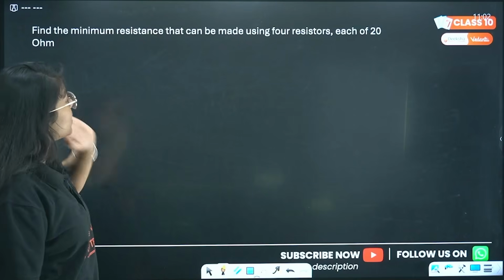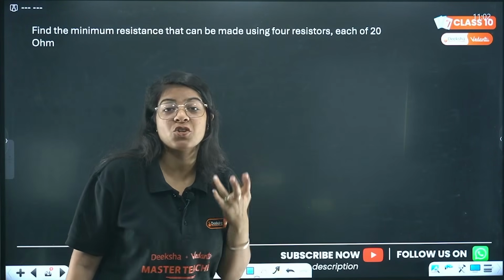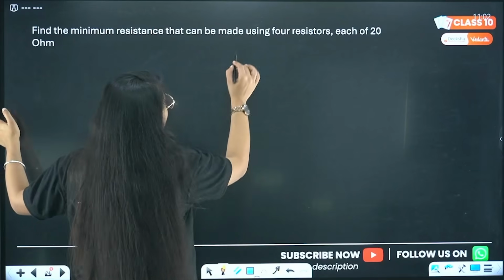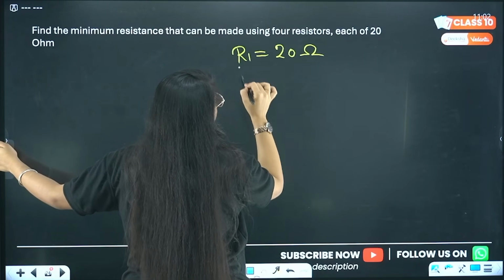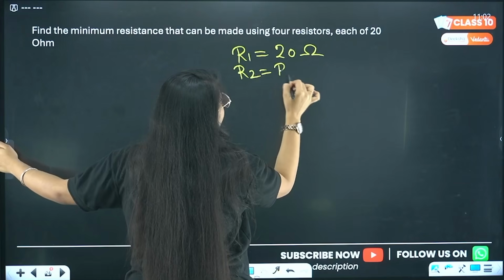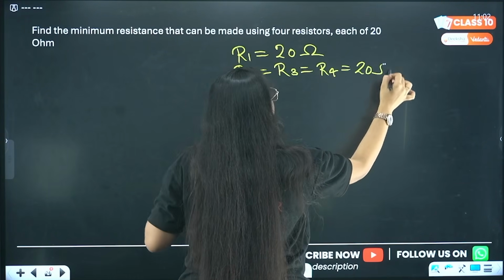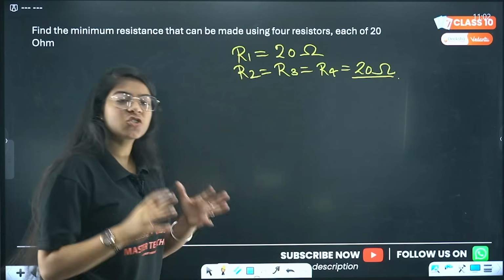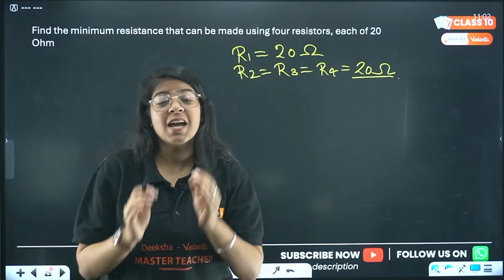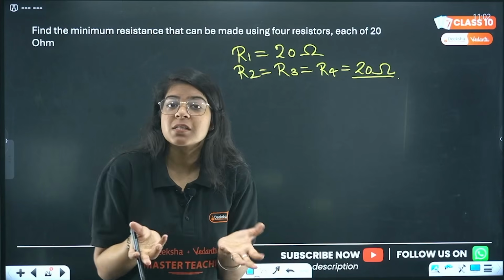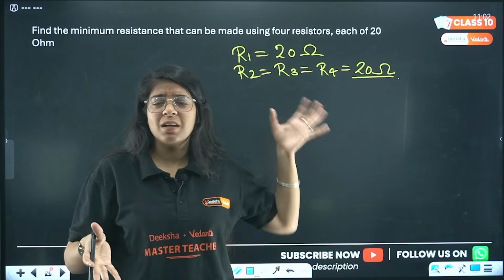Find the minimum resistance that can be made using 4 resistors, each of 20 ohm. So we have 4 resistances. R1 is 20 ohm, R2, R3, R4, all are 20 ohms. How can we arrange these resistors, in parallel, in series, one in parallel, one in series, so that we get minimum resistance? This is just a basic simple question.